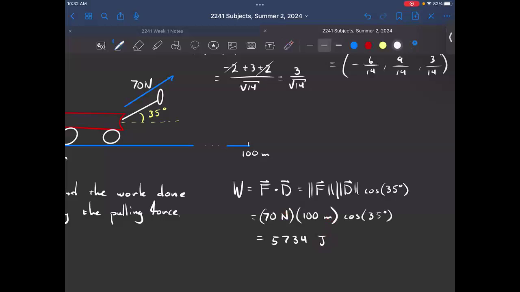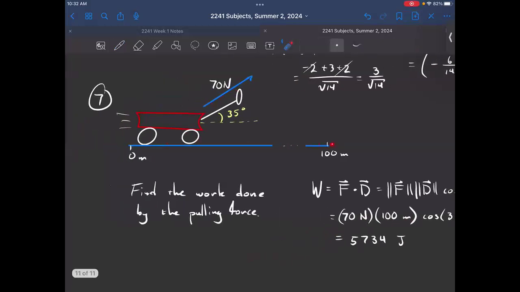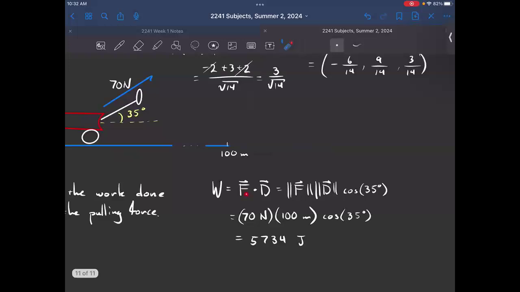And that's why work is equated with energy. But pretty straightforward. We just had to know: force, displacement, angle, and I want the work. That's a dot product. Once you have all that, plug things directly into your formulas, and you're good.